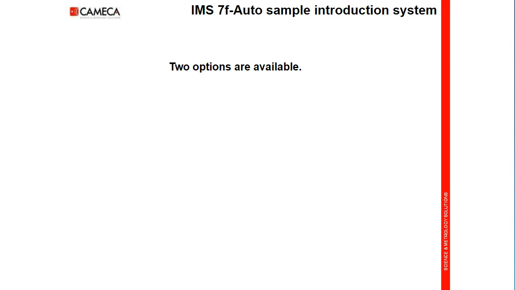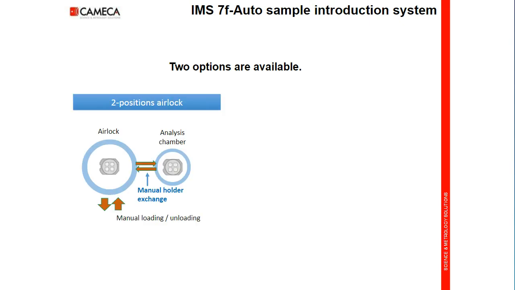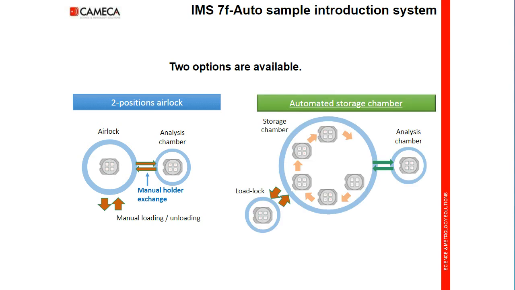Two options are available for the sample introduction system. The instrument can be equipped with a manual airlock with two sample holder positions and a vacuum. The sample transfer between the airlock and the analysis chamber is manual. Or it can be equipped with an automated storage chamber, allowing to keep up to 6 sample holders under vacuum. Note that each holder contains 4 small samples typically. The holders are manually introduced one by one in the storage chamber using a small load lock. The holder exchange between the storage chamber and the analysis chamber is fully motorized and computer controlled.